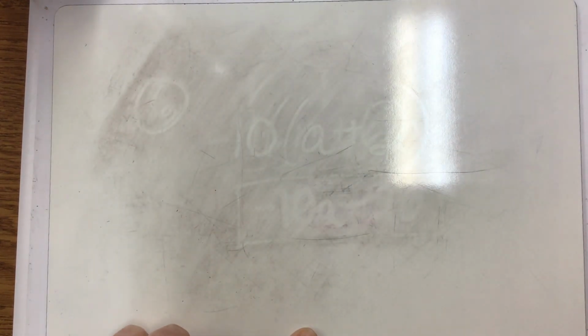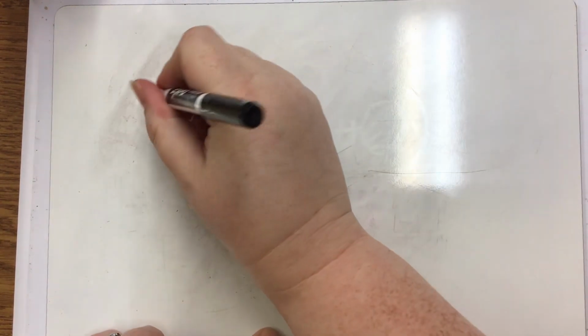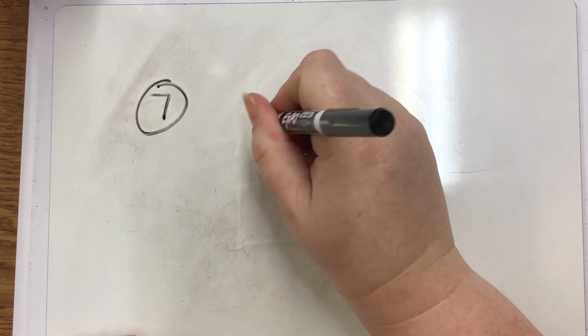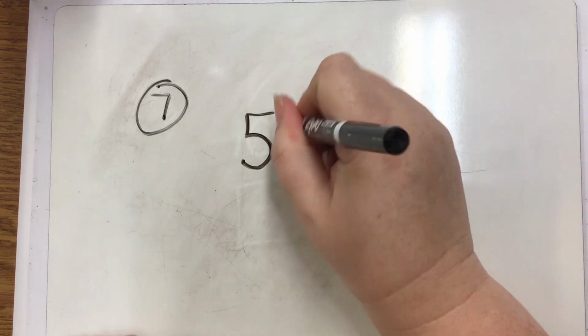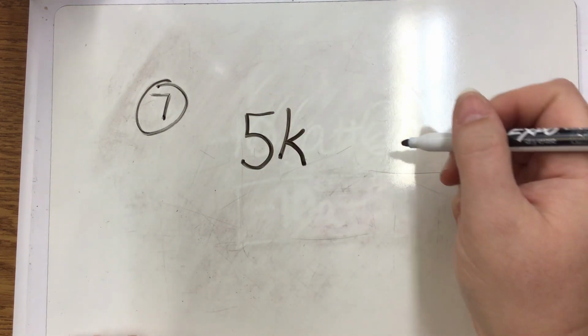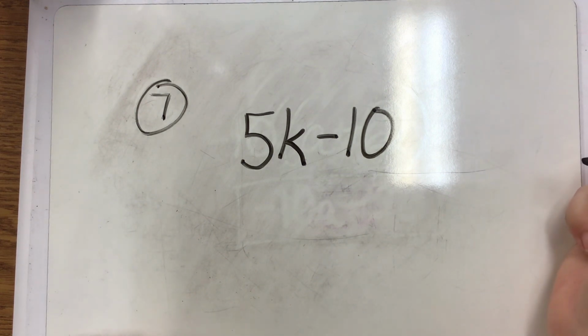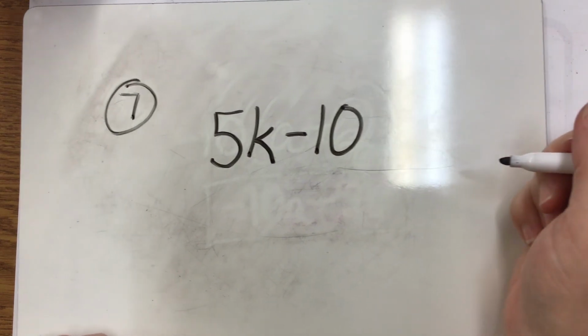All right, let's do number 7. Number 7 is a little bit tricky. All right, so we have 5k minus 10. Okay? But then here's the weird part.